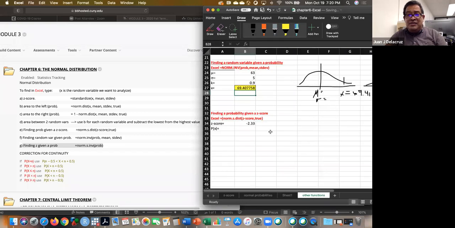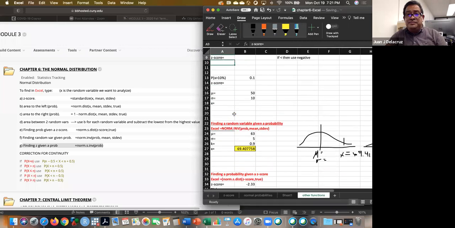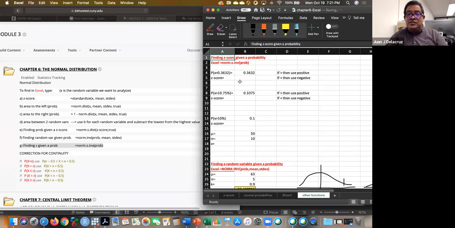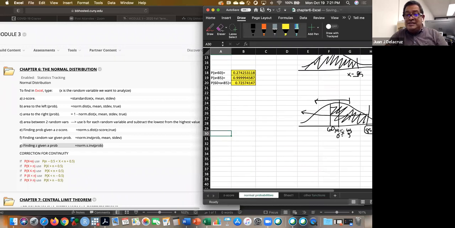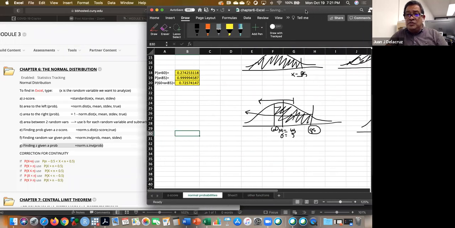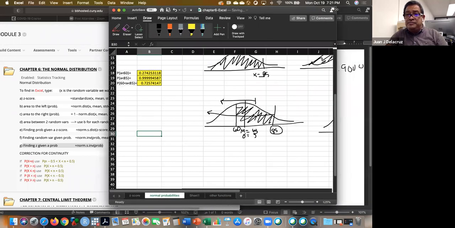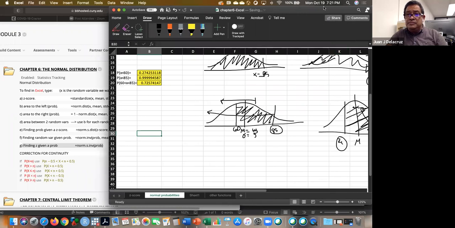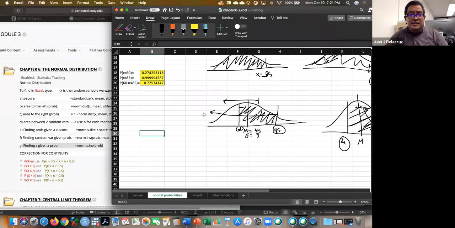I think I have it here. I don't know. I think it was finding the Z-score given a probability. We are going to continue to this. So in this case, as I said before, so where was my case? I don't know why I'm completely lost today. Where did I leave my?